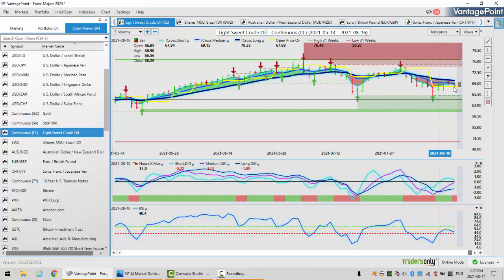But as you can see, we must clear this T-cross long at 69.62. If we can do that, then we should be able to get back up towards the 74.23 mark without too much trouble. I would expect we would be there later in the week after the non-farm payroll number.